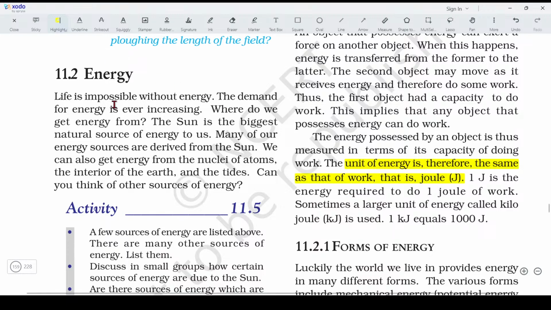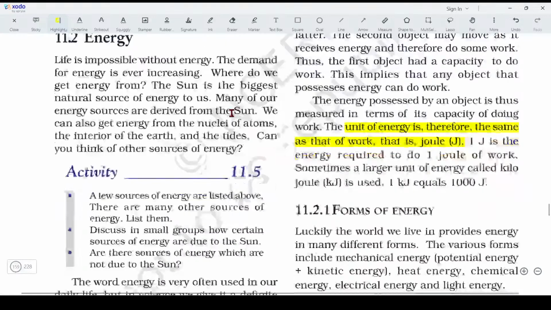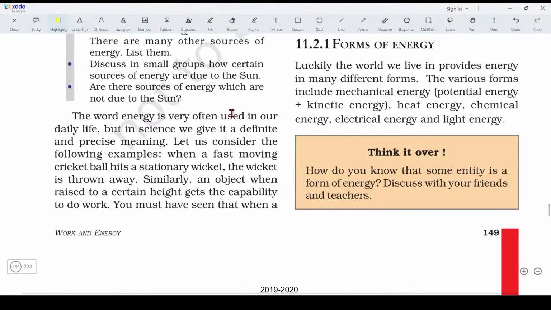Now continue reading. Life is impossible without energy. The demand for energy is ever increasing. Where do we get energy from? The sun is the biggest natural source of energy to us. Many of our energy resources are derived from the sun. We can also get energy from the nuclei of atoms, the interior of the earth, and the tides. Can you think of other sources of energy?